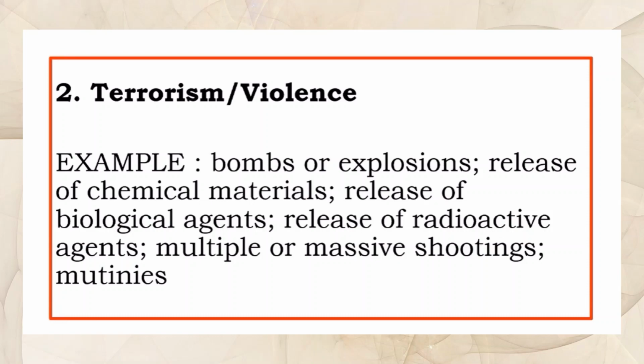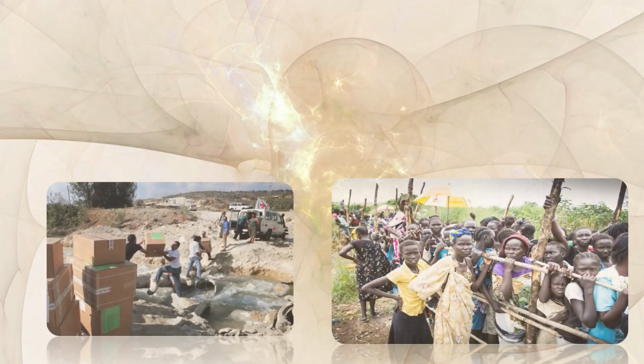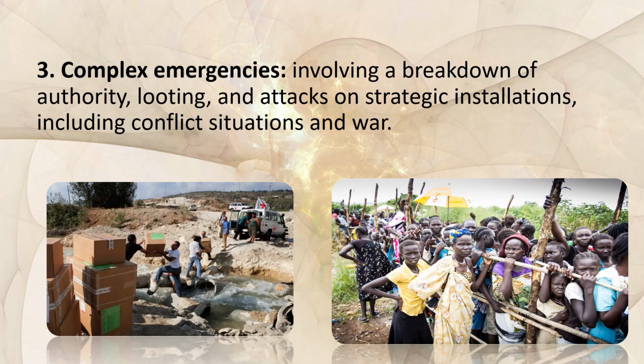The third one is complex humanitarian emergencies. The term complex emergency is usually used to describe the humanitarian emergency resulting from international or civil war. These are examples of complex emergencies: a breakdown of authority, looting, and attacks on strategic installations, including conflict situations and wars.